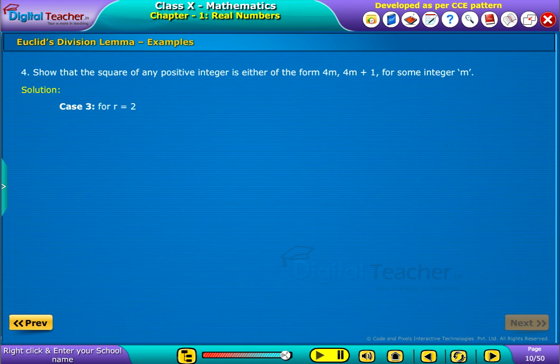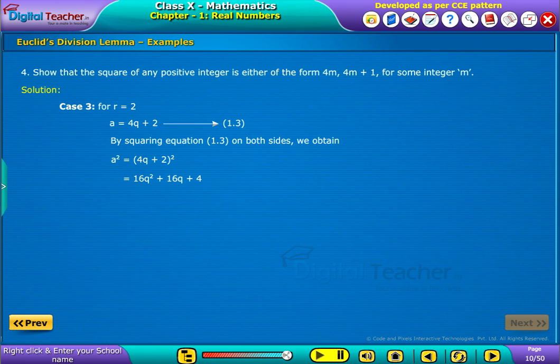Case 3. For r equal to 2, a is equal to 4q plus 2. By squaring equation 1.3 on both sides, we obtain a square is equal to (4q plus 2) whole square, that is equal to 16q square plus 16q plus 4, which is in turn equal to 4 into (4q square plus 4q plus 1). This is in the form of 4m. Let it be represented as equation 1.3.1.